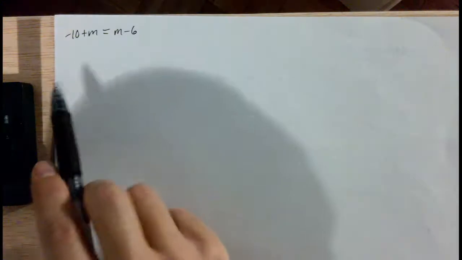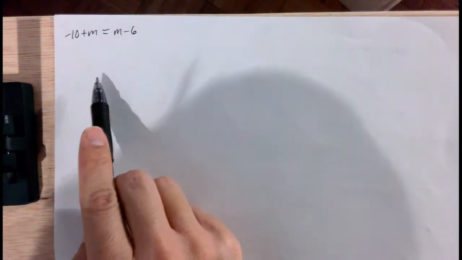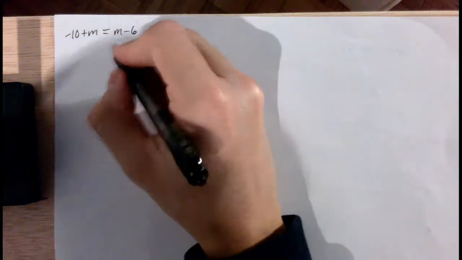So the first thing I want to do is analyze this equation. I have variables on both sides, so I'm going to have to move the variable with the lowest value. Now, they both have a coefficient of 1, so it doesn't matter which one I move. I'm going to start with the one on the right hand side. I'm going to subtract m on both sides. Remember, I want to get one variable on one side of the equation. That's how I solve equations. These m's will cancel. I'm left with negative 10 is equal to negative 6.